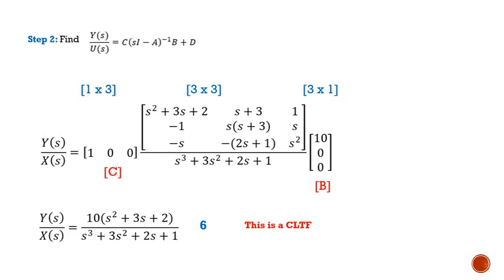In step 2, substitute the output matrix C and the input matrix B in the equation and multiply the terms accordingly. You should get the transfer function as shown in equation 6. During the multiplications of the matrices, you have to make sure that the dimensions of the matrices are matched. Note that the obtained transfer function is a closed-loop transfer function.